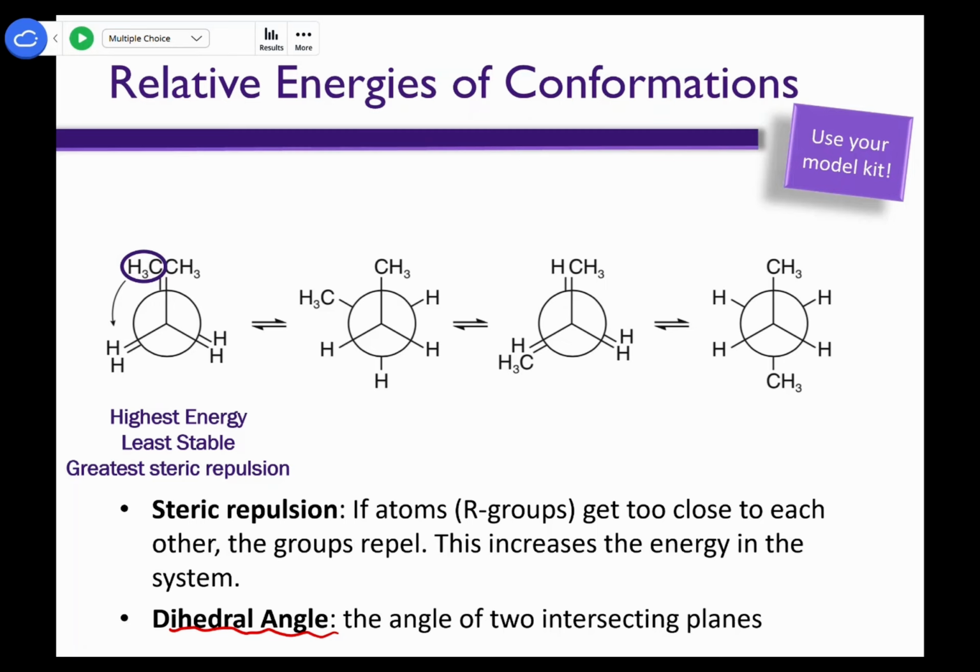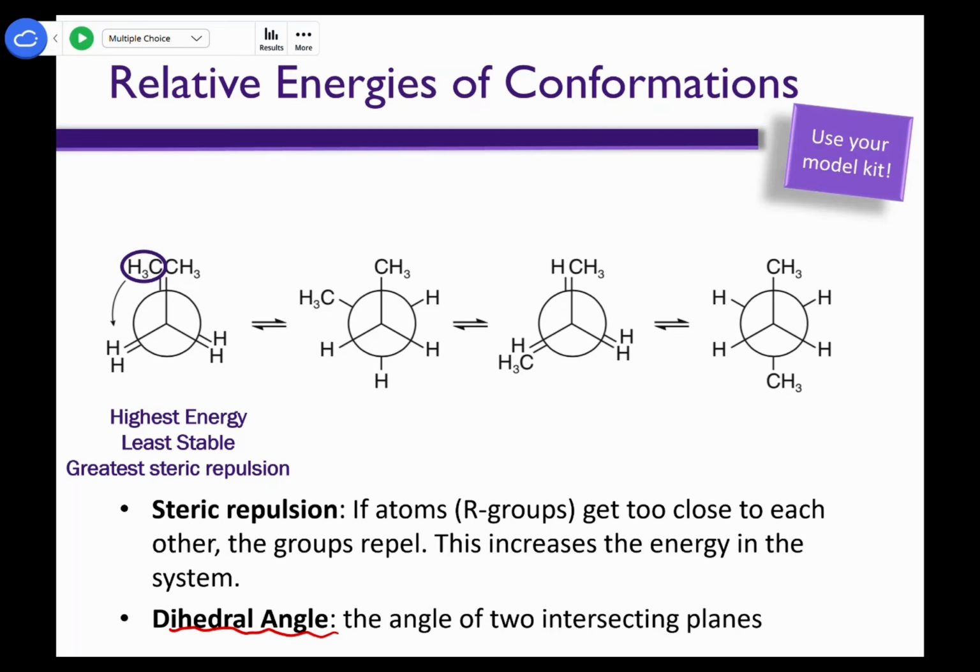Now, rather than just two lines and looking at the angle for two lines, we're looking at the angle of intersecting planes. And so if you want to look at this on the document camera, here is our 90-degree angle, our dihedral angle. Here we could say it's like 45 degrees. Here it would be 180 degrees. So we're looking at the intersection of these planes.